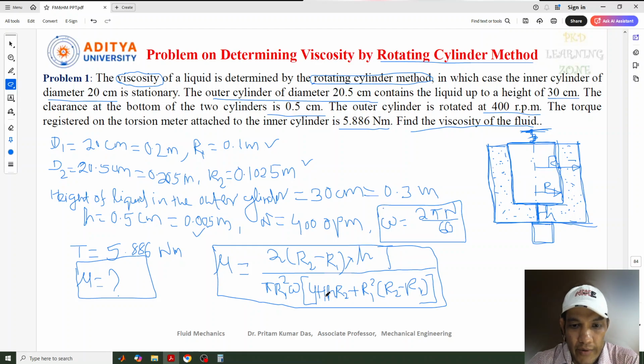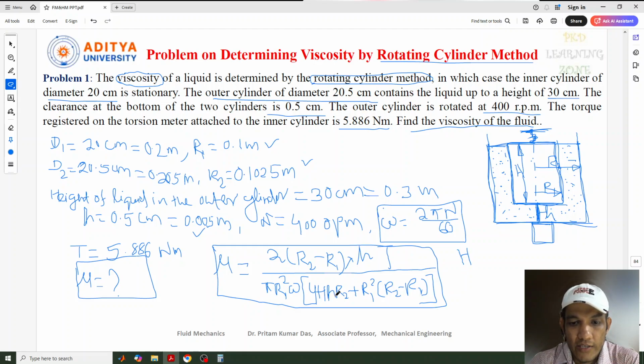Okay, now next is 4H, capital H. H is not given. H is the height of the inner cylinder which is inside the liquid. The height may be more, but the liquid present with respect to this inner cylinder is this H. This value is not given, but we know the total height of the outer cylinder and we know the clearance, so we can find the H value from there. No problem with that.